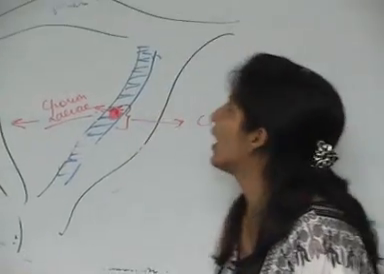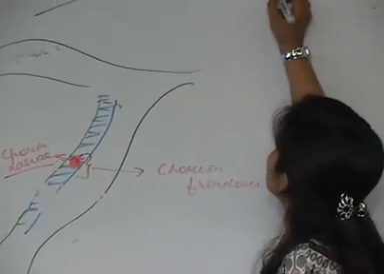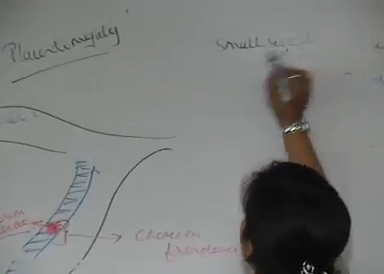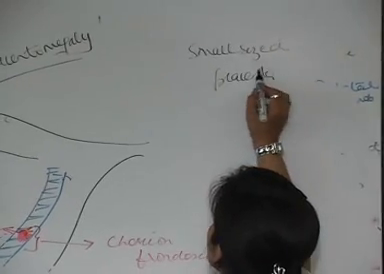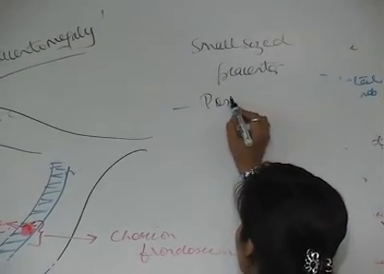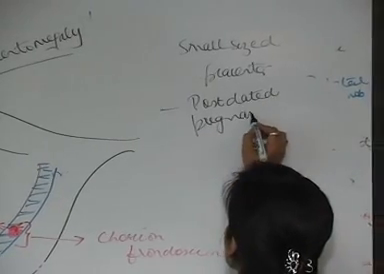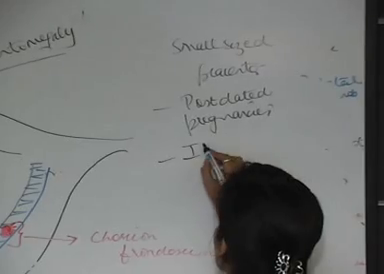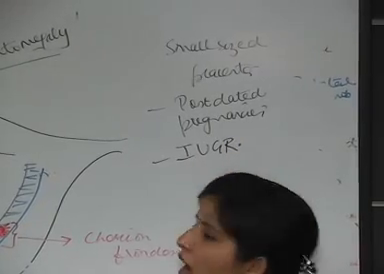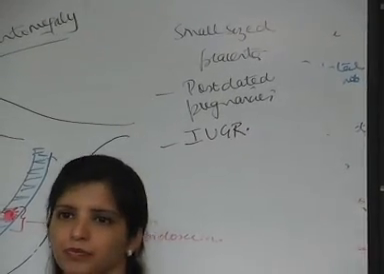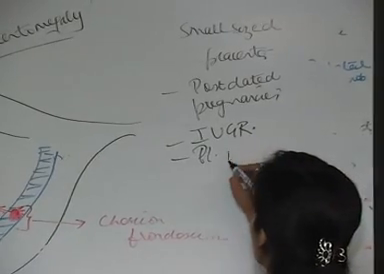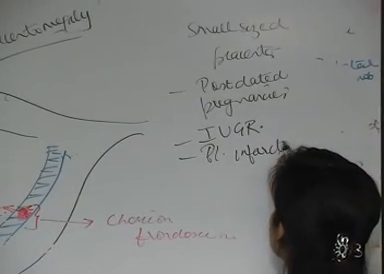On the other hand, a small sized placenta is seen in post-dated pregnancies. It is seen in case of IUGR, and it is seen in case of placental infarcts.